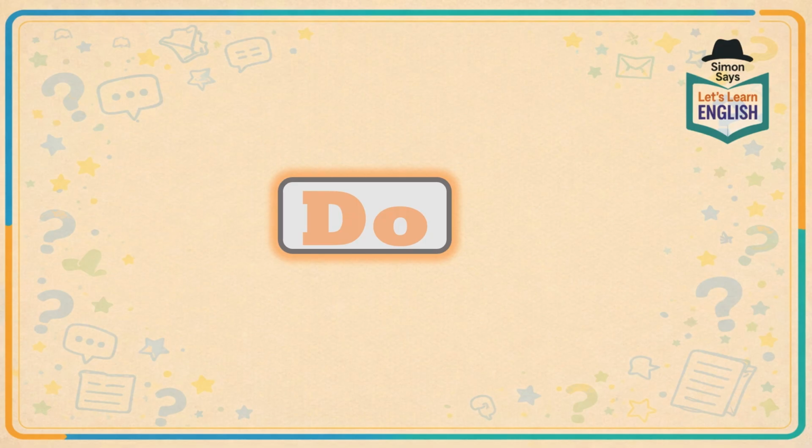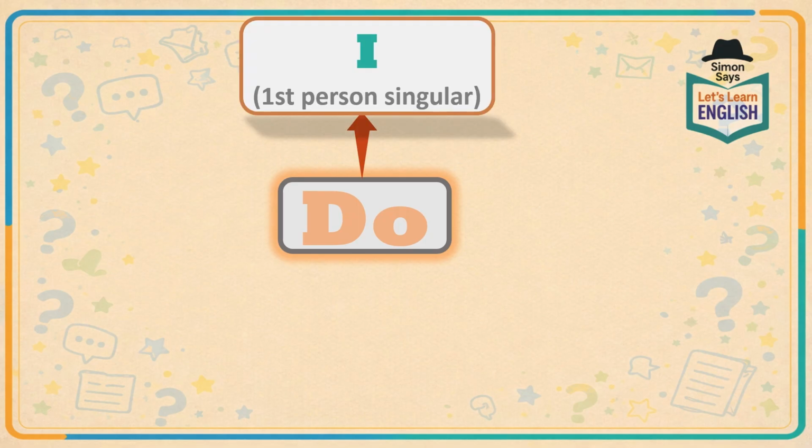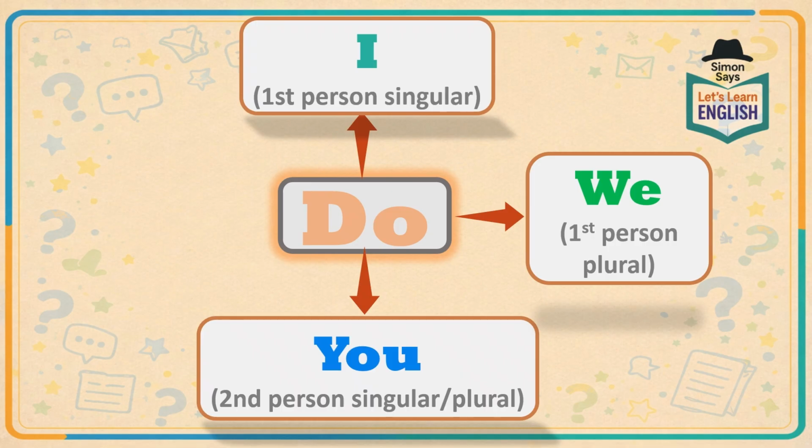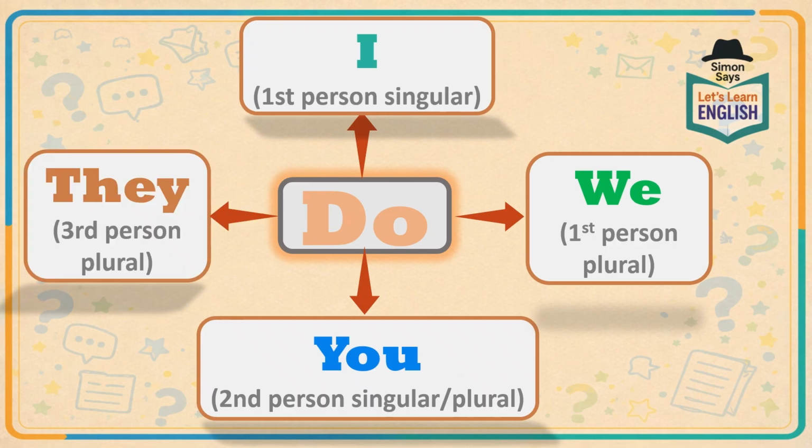Now, we can use do to ask questions with the first person singular I, or the first person plural we, or the second person singular or plural you, or the third person plural they. Let's look at some examples.